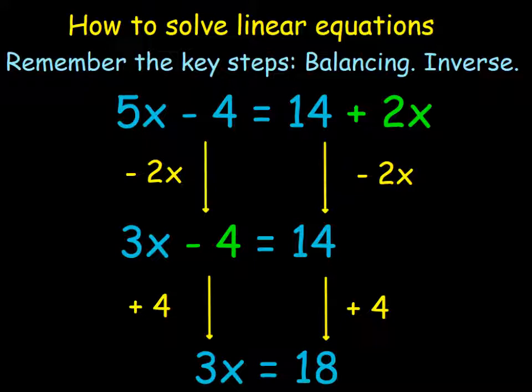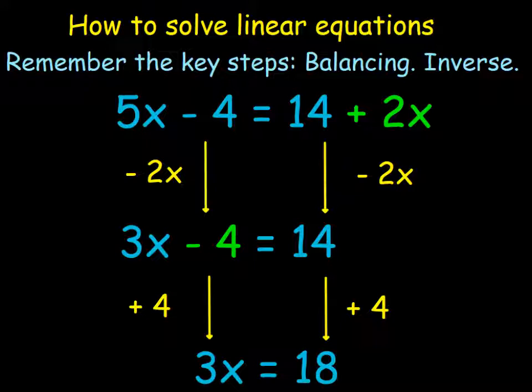But we have to remember the balancing step, so we minus 2x from both sides. Now if we have on the right hand side 14 add 2x minus 2x, then the 2x disappears because it's cancelled out. Add 2 minus 2, you have nothing. So we're just left with 14. On the left hand side, we have 5x minus 2x, and that leaves us with 3x.